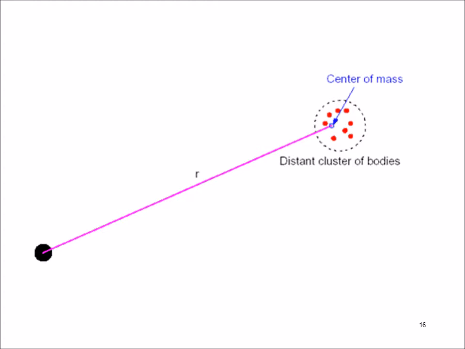One way to try to reduce this time complexity is by noting that when you have a distant cluster of bodies, it can be approximated as a single distant body of the total mass of the cluster situated at the center of mass of the cluster, as is illustrated in this picture.